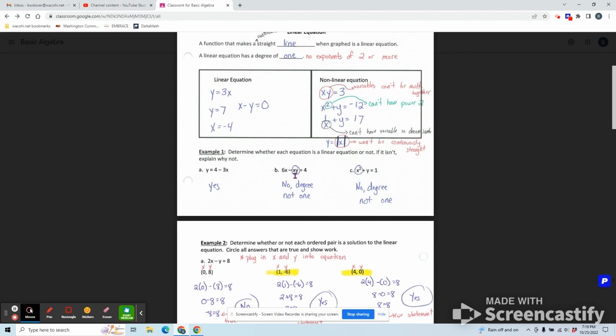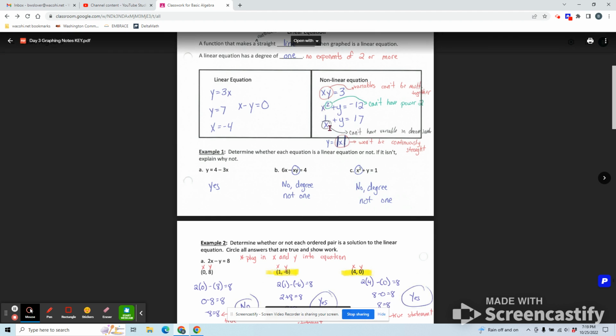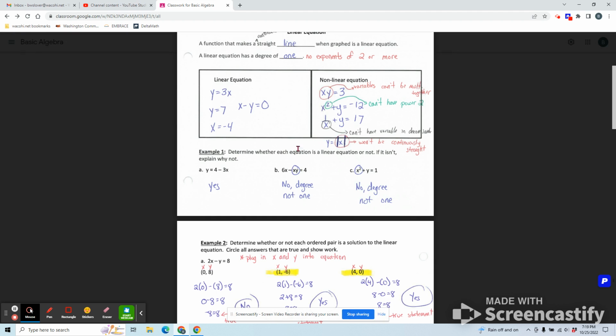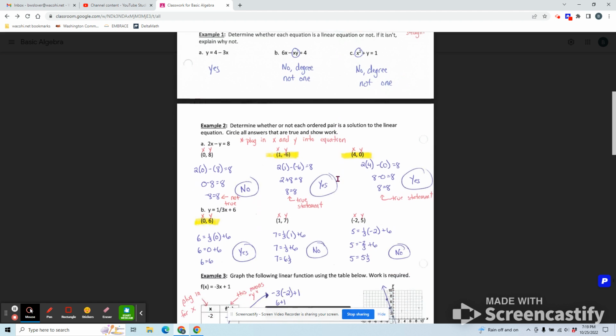So letter B, same idea. I'm just going through what a nonlinear equation would look like, since that's easier to spot than a linear equation. I have my variables multiplied together. Okay, x times y, I can't have that. And then same thing over here. I can't have a power of 2. So those two, letter B and C, are not linear equations.